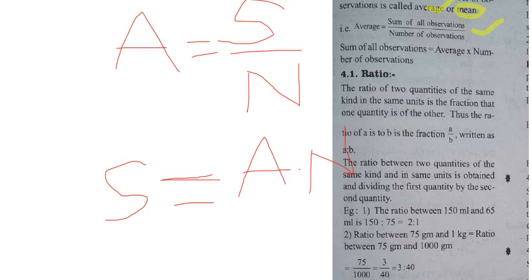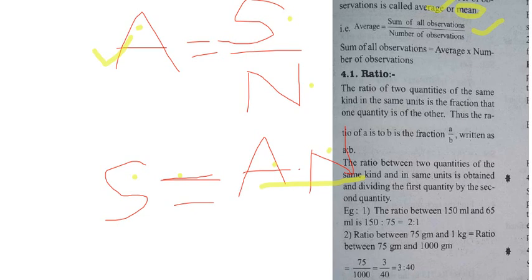The basic definition is average is equal to sum of observations by number of observations, right? From this, if I have to write that, sum of observations is equal to average into number of observations. Either if you want N, then you can write number of observations is equal to sum by average.